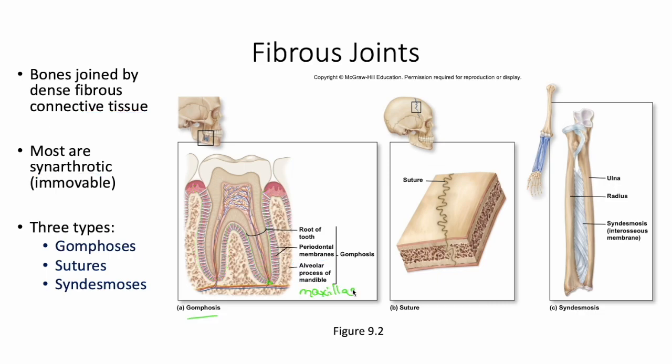Sutures. You've already seen sutures. Sutures are the joints between the bones of your skull. There's a little bit of collagen tissue holding those together. These first two, the gomphoses and the sutures, are both synarthrotic, which means you cannot move these joints. Ideally, sometimes if you have gingivitis and maybe some swelling and infection, perhaps your tooth might loosen a little bit. That's not ideal though.